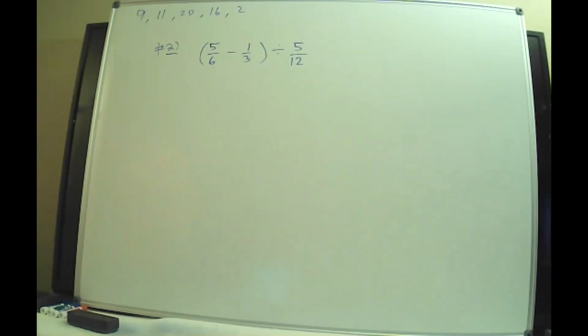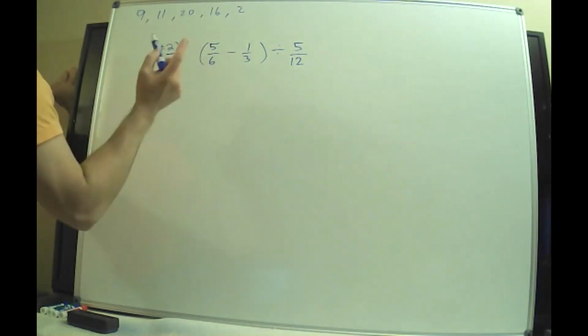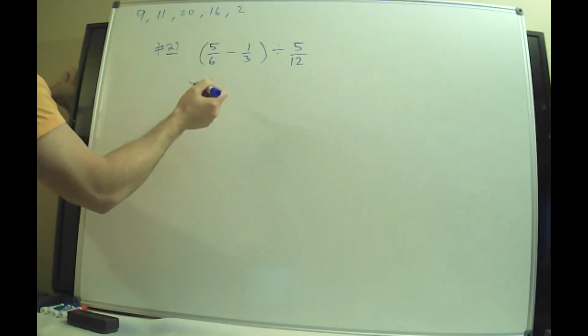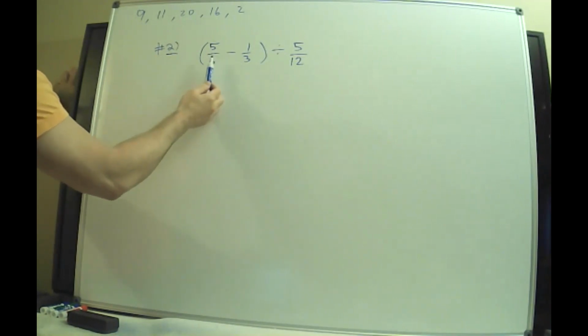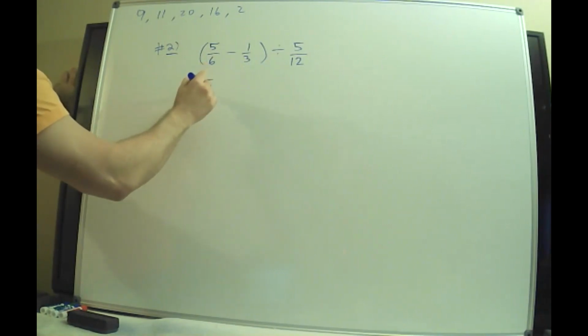All right, so this is question 2 off of the practice final. The first thing you have to do is combine these two fractions into one, but you can't because they don't have the same bottom. So you need the least common multiple. Now, 6 is a multiple of 3. So you want to turn both bottoms into 6.